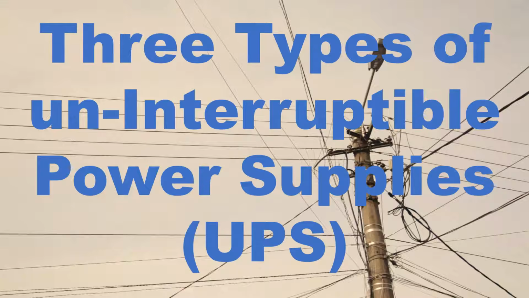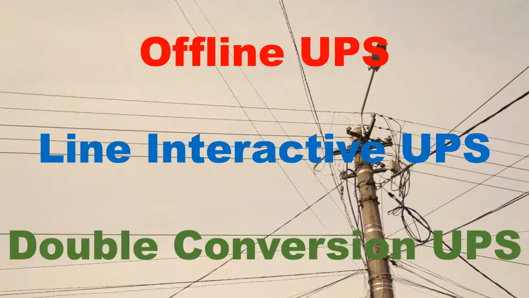Assalamu alaikum guys, Ifan back again with another video, and today we are going to be looking at three common types of uninterruptible power supplies, also called UPSs. The three types of UPSs that we are going to be looking at today are the offline UPS, then a type called the line interactive UPS, and the third kind is the double conversion UPS, also known as the online UPS.